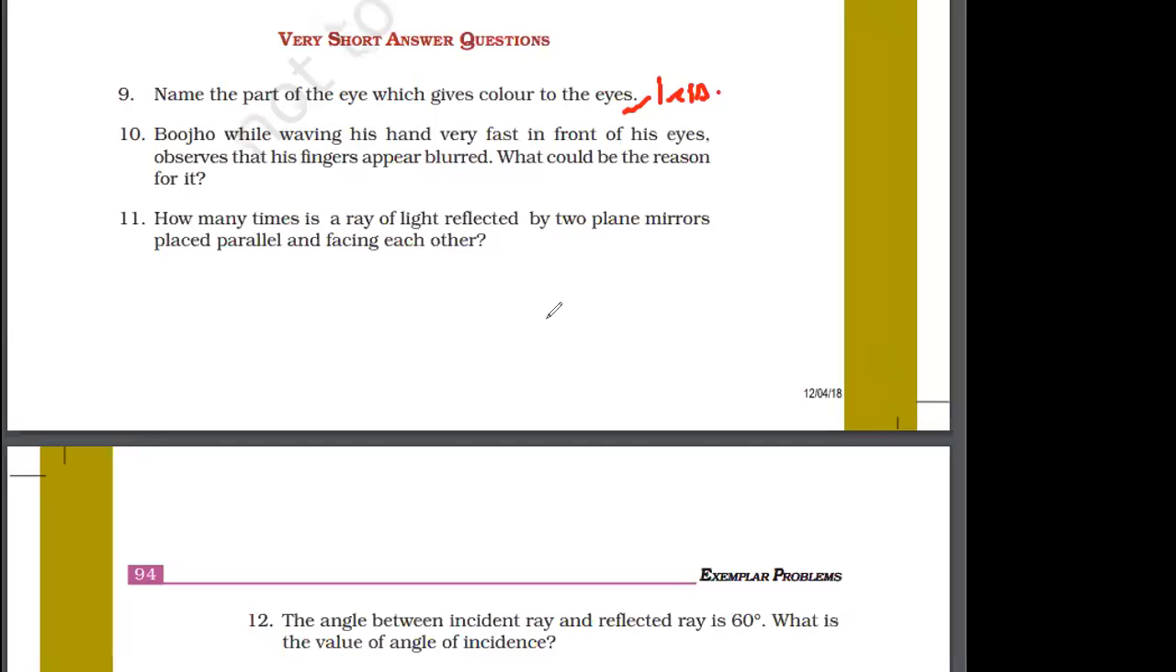Okay, now 10th one. Everyone look at the question number 10. Bujo, while traveling, is waving his hand very fast in front of his eyes. Observe that his fingers appeared blurred. What could be the reason for it? Tell me, what could be the reason for it?